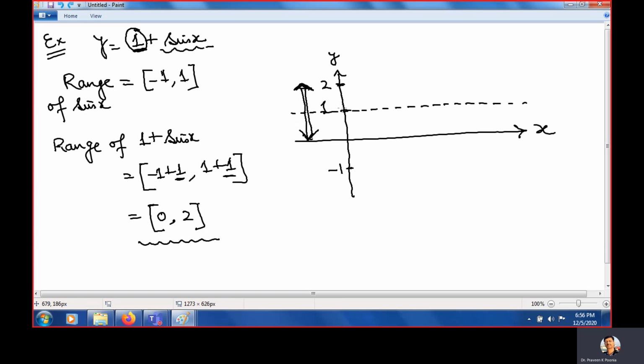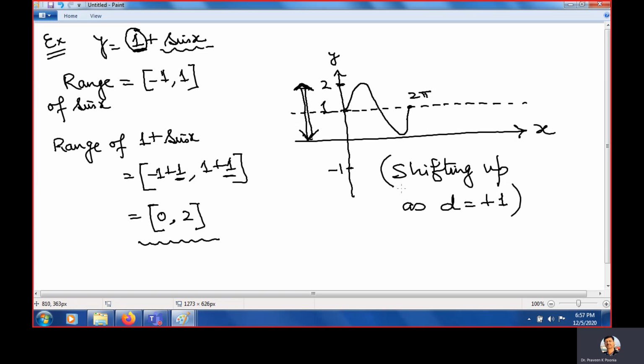Sorry. The graph will start here. It will go up, come down, touch here. The period has no change. The period is 2 pi. Only the position is changing, shifting up as D is equal to plus 1. Please remember, since D is equal to plus 1, the graph is shifting above.